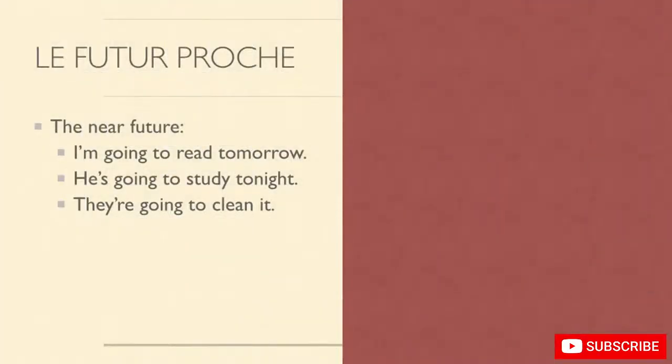So le futur proche, which is translated as the near future. And some examples in English are, I'm going to read tomorrow. He's going to study tomorrow. They are going to clean it. So the futur proche, the near future, is always formed with that going, which is aller in French.